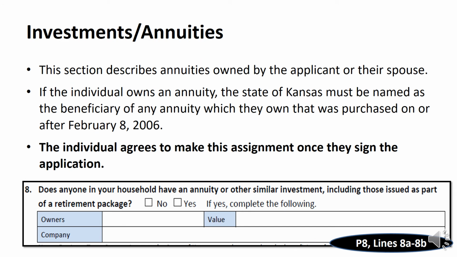Investments and annuities. This section describes annuities owned by the applicant or their spouse. If the individual owns an annuity, the state of Kansas must be named as the beneficiary of any annuity which they owned that was purchased on or after February 8, 2006. The individual agrees to make this assignment once they sign the application.